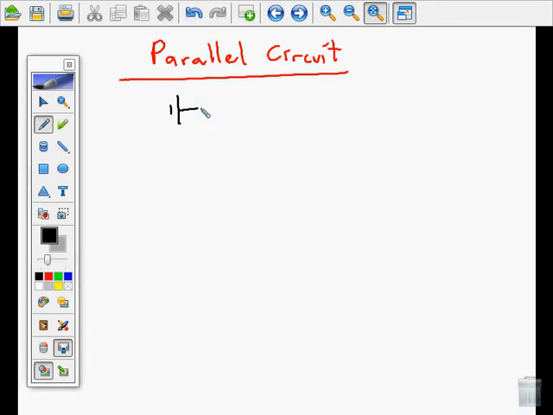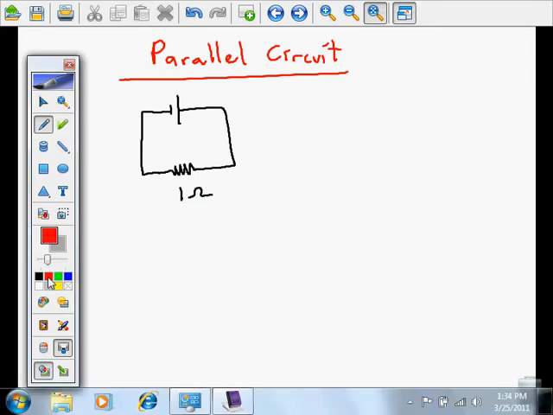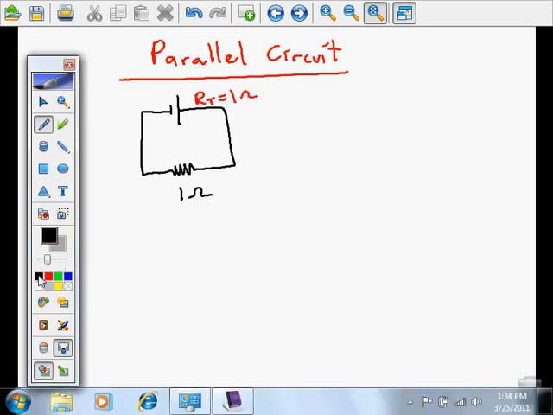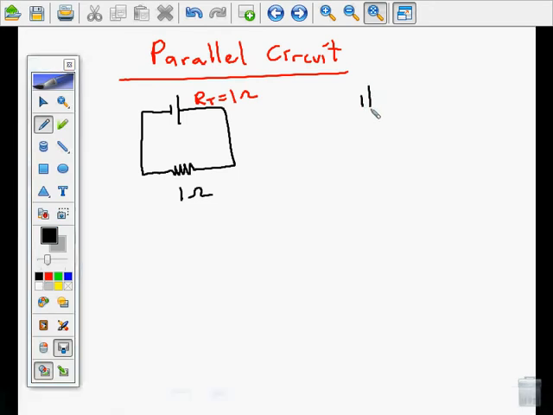Again, we start off with 1 light bulb in series. Since that's all we have, the total resistance is 1 ohm. But now we're going to add another one in parallel. And it's natural to think, oh, if you're going to add another resistance, the total resistance is going to go up. Not necessarily here. Watch what happens.